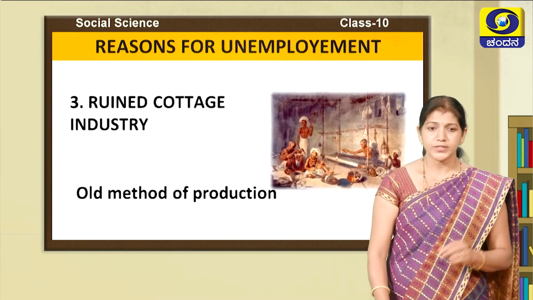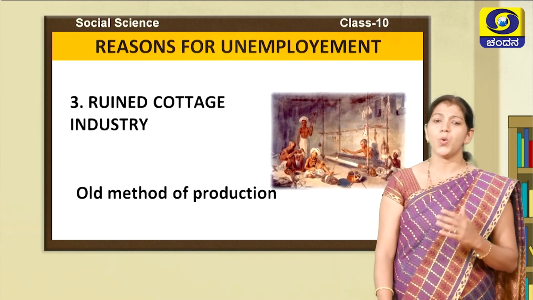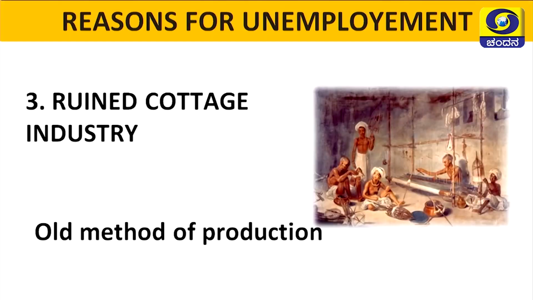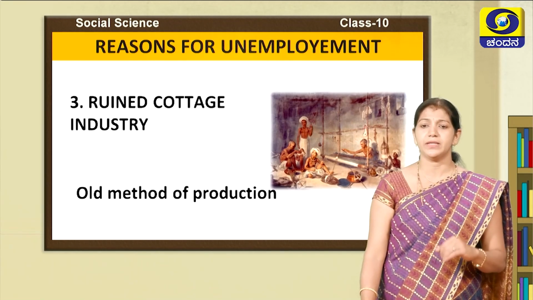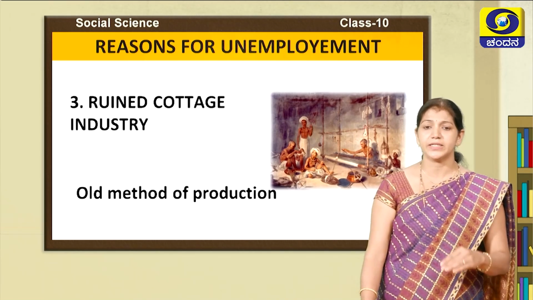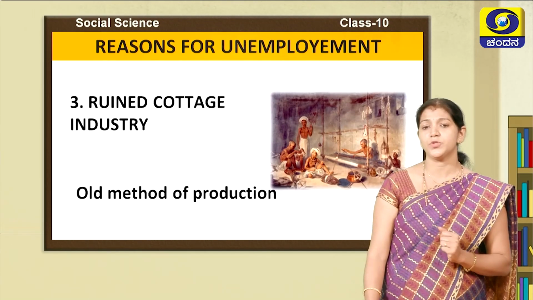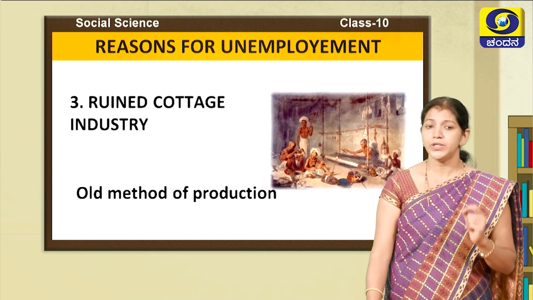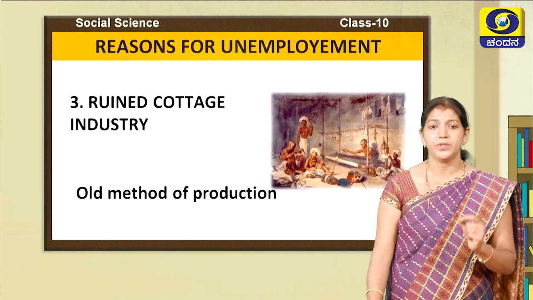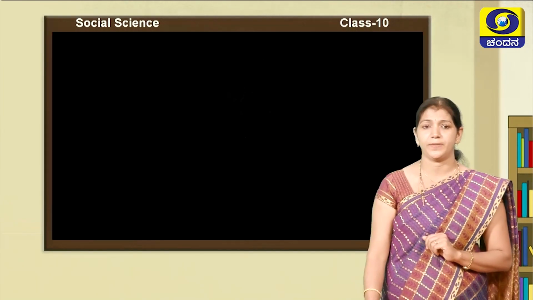In cottage and small scale industry, people are using old methods of production. That product is not getting an international market. So that is also the main reason that cottage and small scale industries are closed. The people are facing the problem of unemployment. So the ruined cottage industry is one of the main reasons for unemployment.